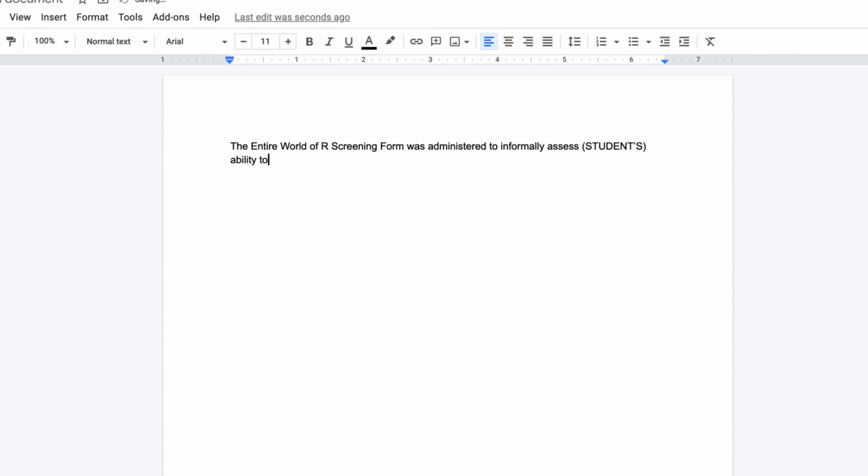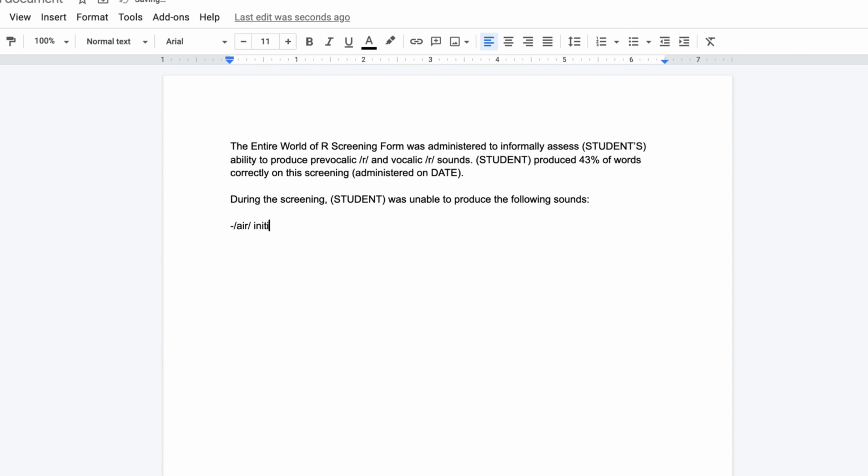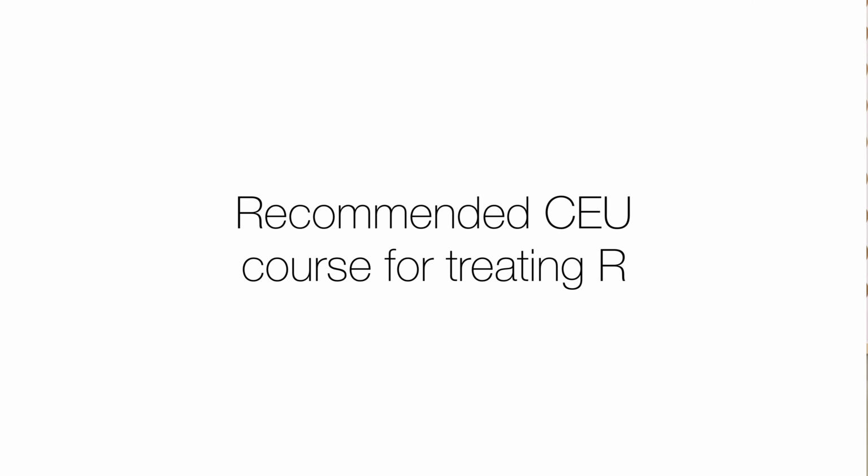But what I get first is a percentage. So I will see how many sounds they were able to say correctly on that screening. There are 21 total words that you elicit on that screening form. So I get some data with that. That gives me a starting percentage on where my student's at in therapy. And then I can use that same form 6 months, a year down the road, and I can see exactly how much they have grown in this area.